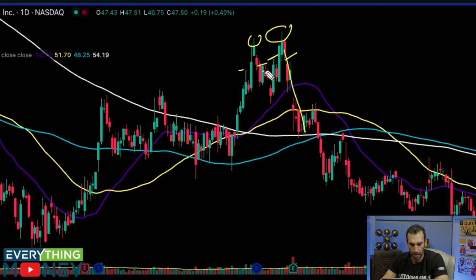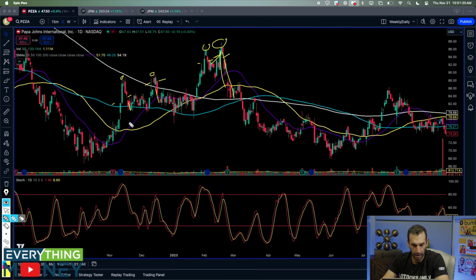Head and Shoulders pattern, ran up, fell down. Here's another Head and Shoulders pattern right here, fell down. Here's another Head and Shoulders pattern right here, fell down. You can see that it happens on a consistent basis.